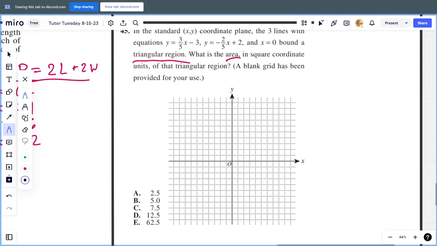It's pretty nice that they give us a grid here, because I could start graphing. The easiest one is going to be x equals 0, right? X equals 0 is just this vertical line. Maybe there's another color that's better here, actually. X equals 0 is just this line that is the y-axis. That's our x equals 0 line.